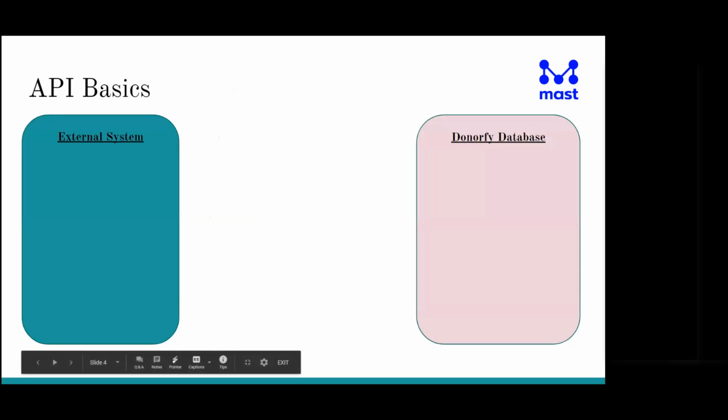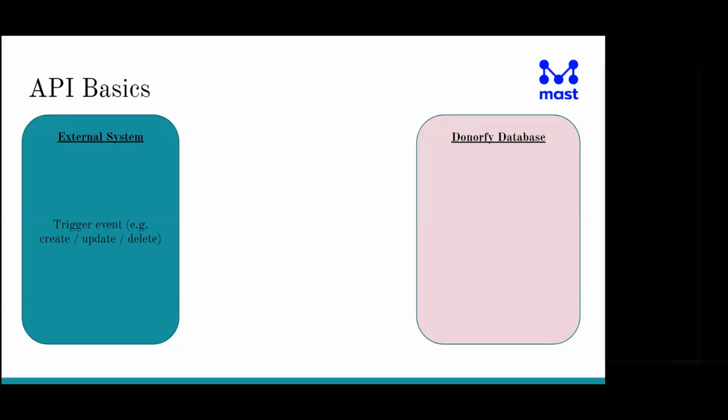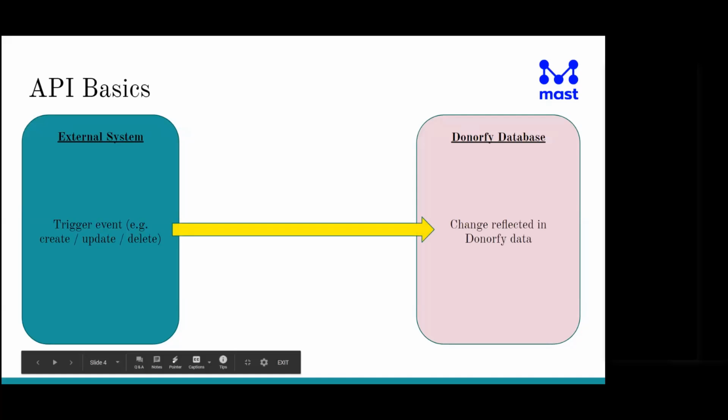So the basics of what we're trying to achieve are you'll have your external system, could be your website or a booking system or any other system that you've got, and you'll have your Donorfy database. And in your external system, you'll have a trigger event. So something will get created or updated or deleted, and you then want that to reflect as a change in your Donorfy data.